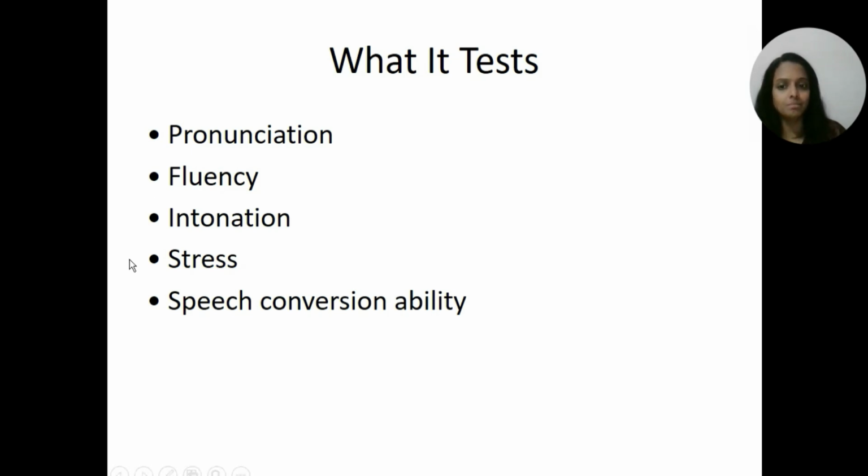So this system is checking your pronunciation accuracy, oral fluency, that means the flow, rhythm, intonation patterns, stress, speech conversion ability, that means your speech stress placement. Got it? This one has some hidden layers. Like, can your brain convert written English to spoken English smoothly? That's an important thing. Got it?